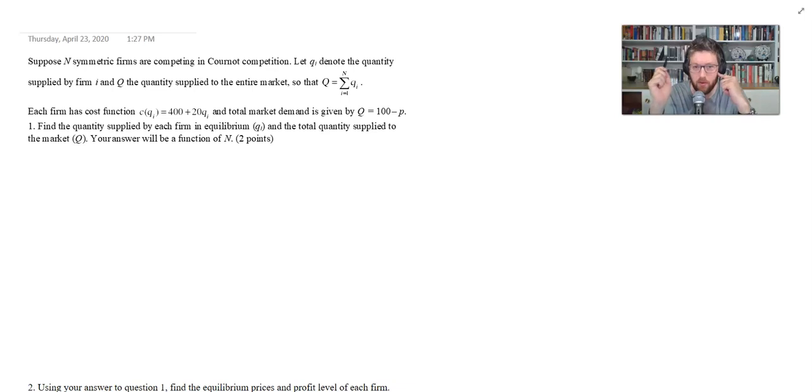Okay, so we've got n firms. N is presumably any number greater than 0. And each firm has a cost function, 400 plus 20q. And the total demand is given by 100 minus the price. So we're going to need to know the inverse demand, so we might as well do that right away. Easy. Find the quantity supplied by each firm in equilibrium and the total quantity supplied to the market.